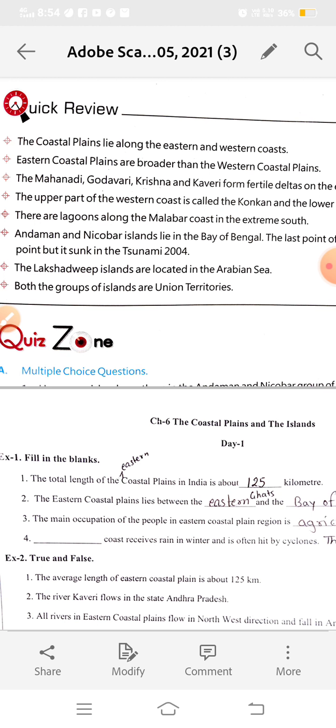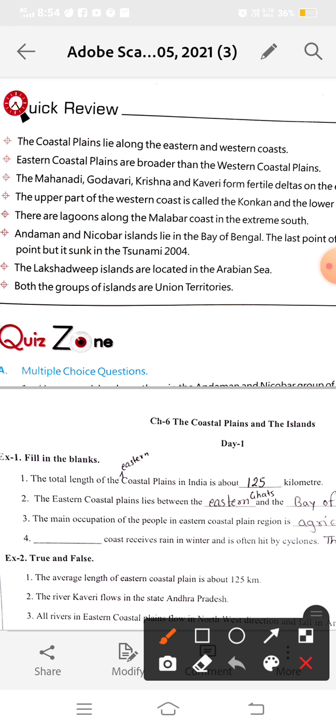So students, in our previous lecture, we completed chapter 5, the Southern Plateau, in the worksheet. Today we will do chapter 6, the Coastal Plains and the Islands. But before starting our work in the worksheet, we will revise this chapter. It will help us give the answers in the worksheet. So let's start with a quick review of this chapter.